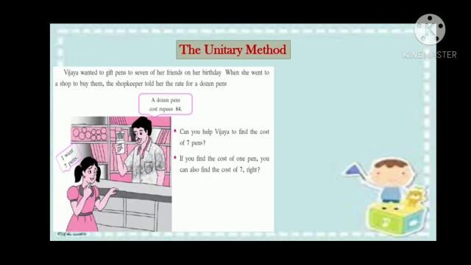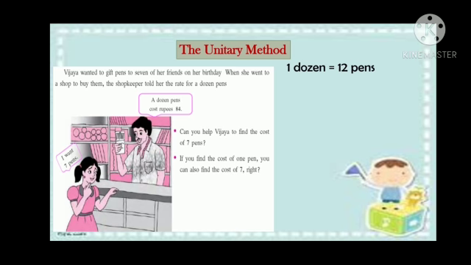What is the unitary method? Vijaya wanted to gift pens to 7 of her friends on her birthday. When she went to a shop to buy them, the shopkeeper told her the rate for a dozen pens. Can you help Vijaya to find the cost of 7 pens? If you find the cost of 1 pen, you can also find the cost of 7, right? So let us see first.